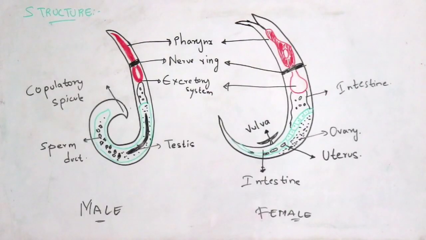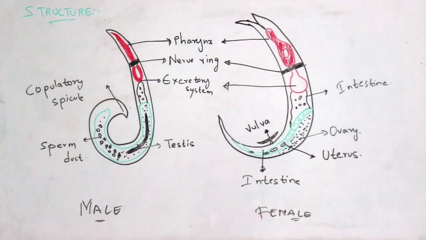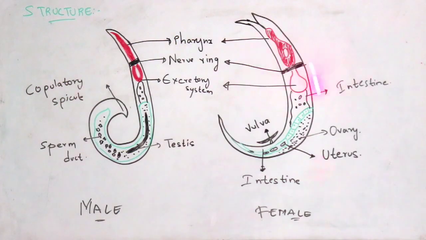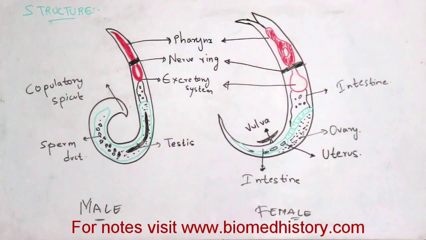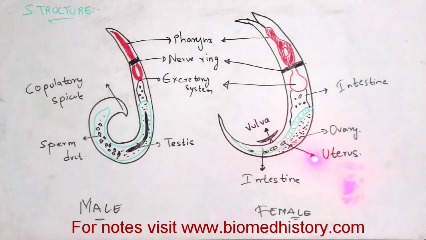I have said that it is bisexual, that is, it consists of male roundworm as well as female roundworm. This is the male roundworm and this is the female roundworm. What is the main difference between them? The male roundworm consists of testes, but the female roundworm consists of ovaries. This part is known as the testis, and this part is known as the ovary.